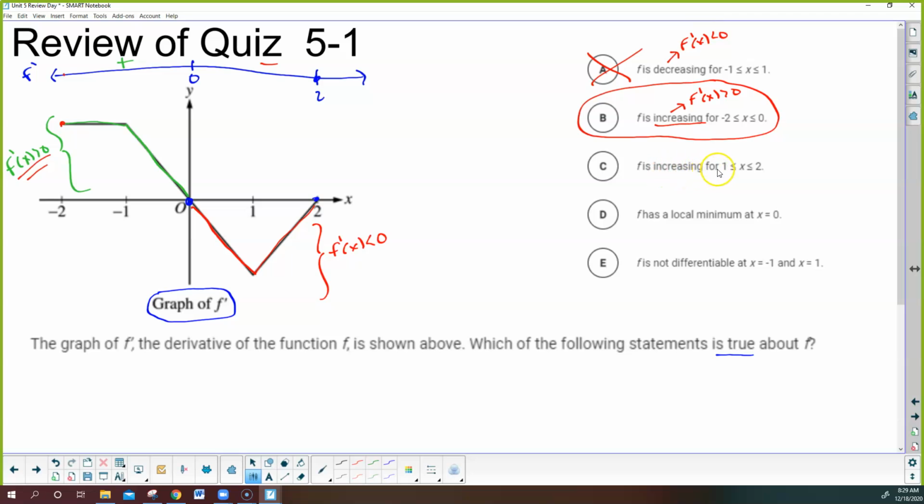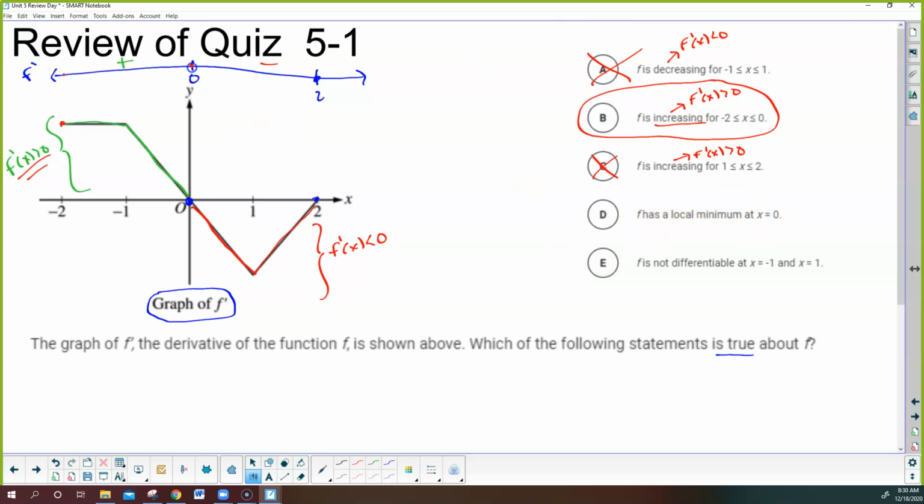This says f is increasing from 1 to 2. If f was increasing, the derivative would have to be greater than 0. Well, from 1 to 2, our derivative is below the x-axis. It is not increasing.